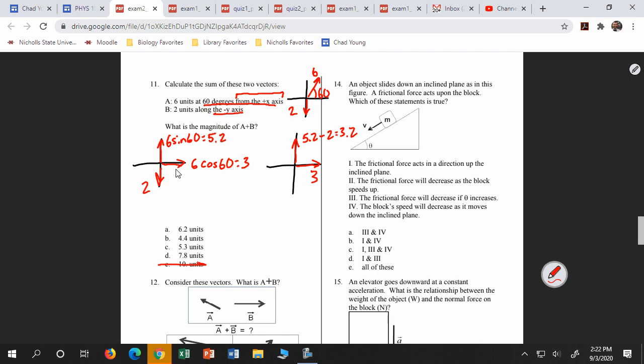And then the final step is to figure out what this resultant vector is. And that's where I have to use my Pythagorean theorem. I say square root of 3 squared plus 3.2 squared. I get 4.4. So B is the right answer, 4.4 units.